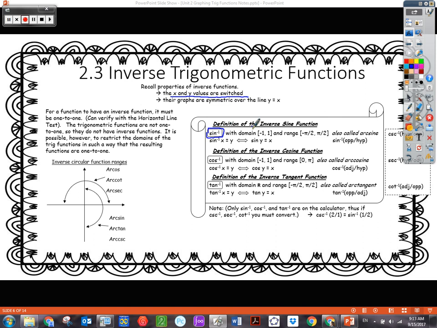On the calculator, they look like this. And I really don't like that -1 notation that they use, because we are used to that meaning an exponent, and we are used to that meaning 1 over, aren't we? This is not 1 over sine. This is arc sine. Excuse me, it is the inverse of sine, not the reciprocal. It's not flipping it upside down. It's actually physically switching the x's and the y's.